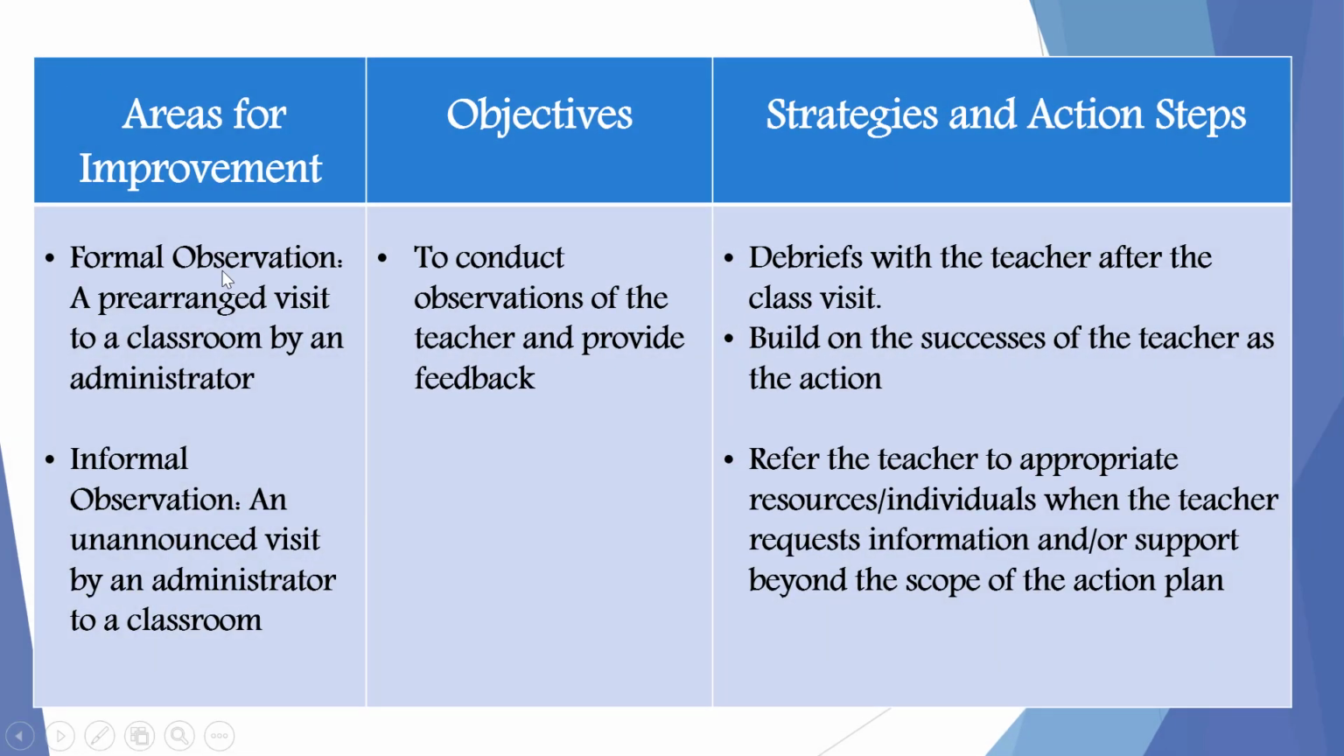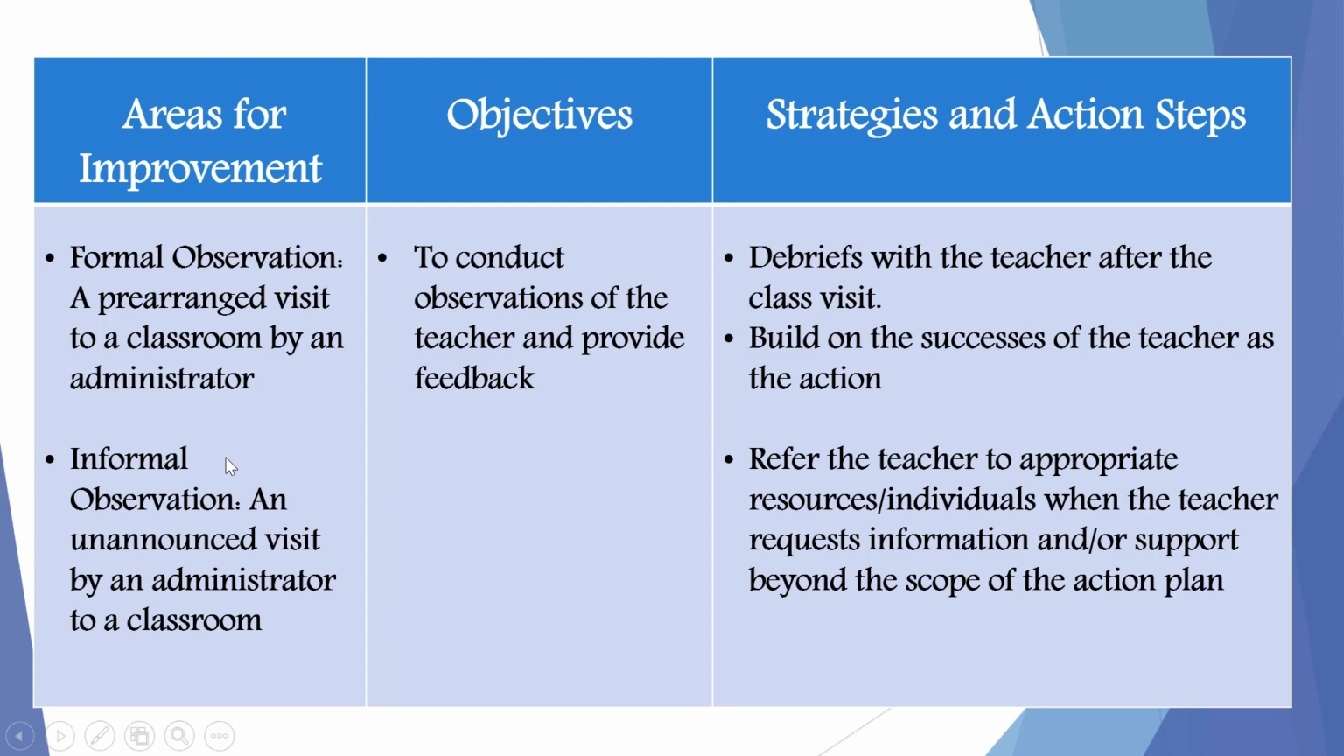Areas for improvement. Here we have two areas. Yes, here there are two different types. This is not for the teacher, this is for the administrators at schools. So there are two different types of class visits or class observations. The first one is the formal one, and this is pre-arranged. The teacher must be aware of the time one of the administrators at the school will pay a visit to his or her class. The other one is the informal one, and this is an unannounced visit.